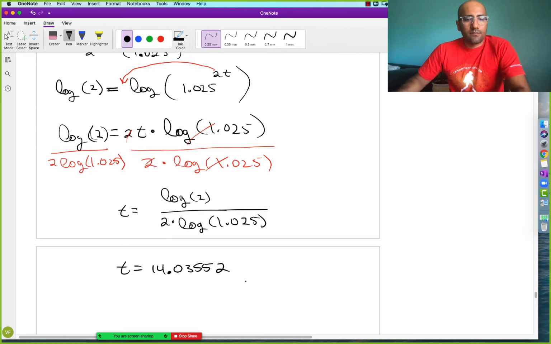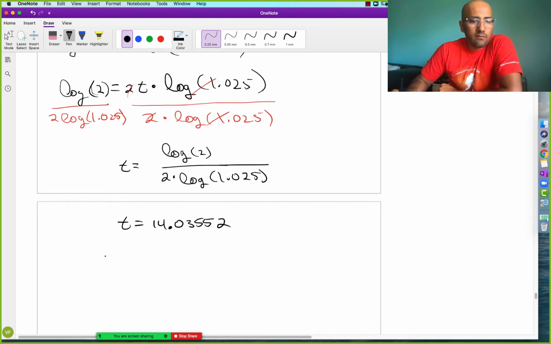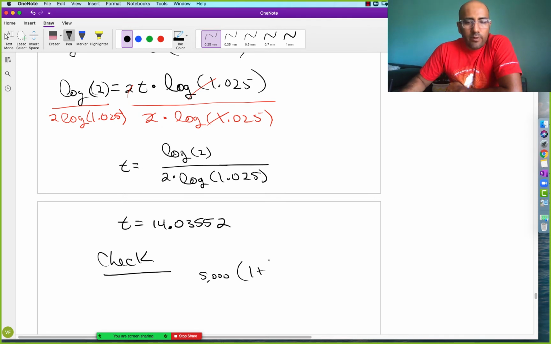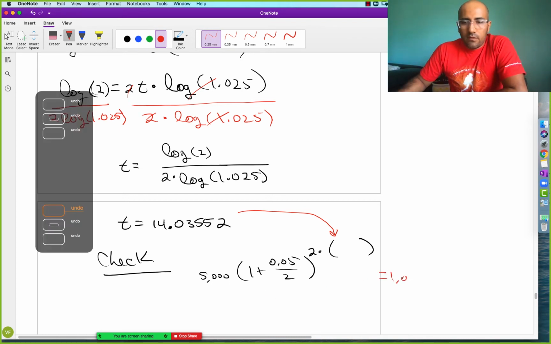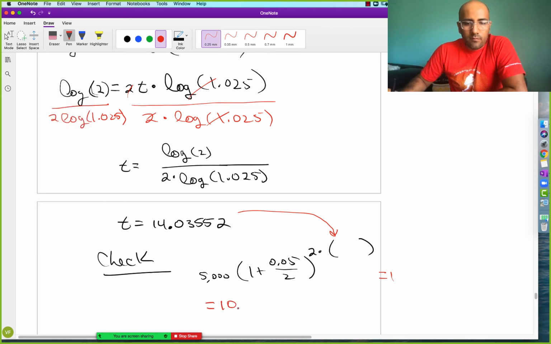Questions? You can check. Is this true? Is this how long it's going to take for it to double? Remember it was 5,000 times (1 + 0.05/2) to the power of 2t. We're going to check. If this works out, if it's true, then this whole thing must equal 10,000. It's the time it takes for your initial investment to double.